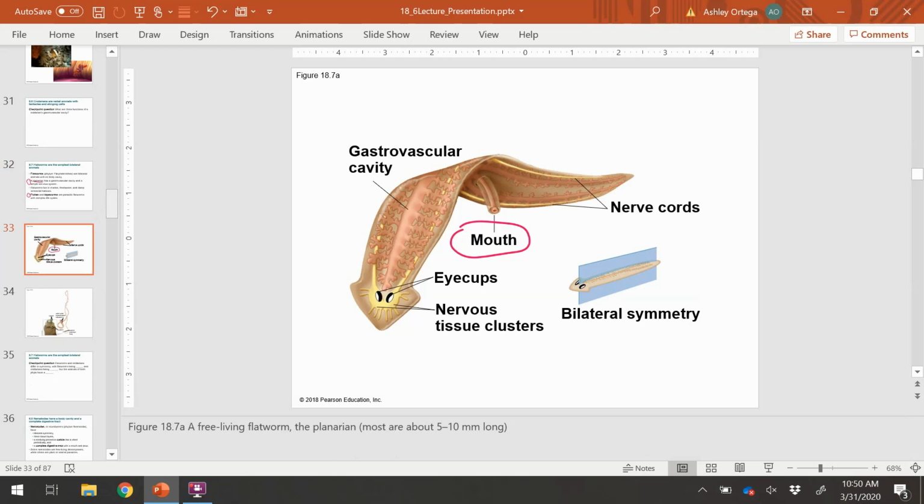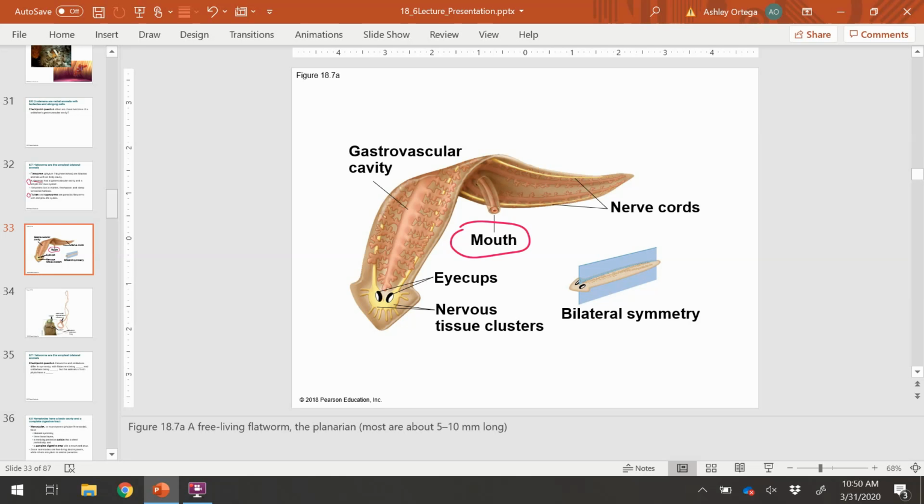At the anterior end of the Planarian, you have eye cups, or light detecting eye cell region. You also have nervous tissue clusters around there, like a very simple brain that has nerve cords running on each side, the right and left sides, all the way through the whole body.